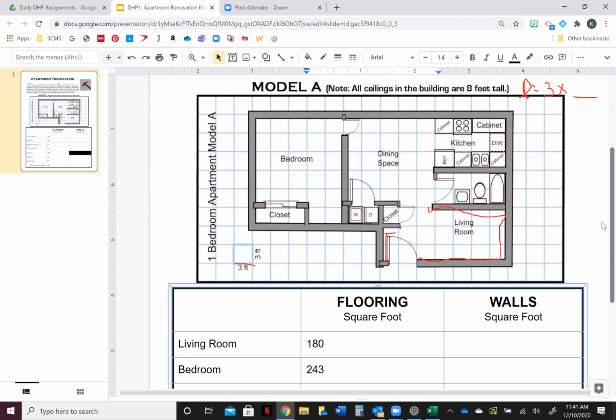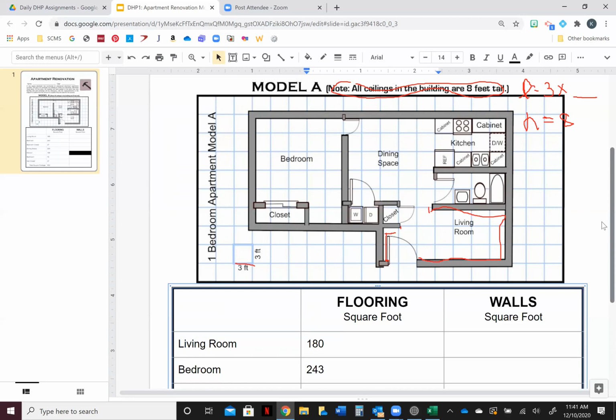Then for our height, we have to know the height of the ceiling. And we were told right here, all ceilings in the building are 8 feet. So our height is going to be 8. So whatever our perimeter is, we're going to times it by 3. That's going to give us our length. And then we're going to multiply it by 8.